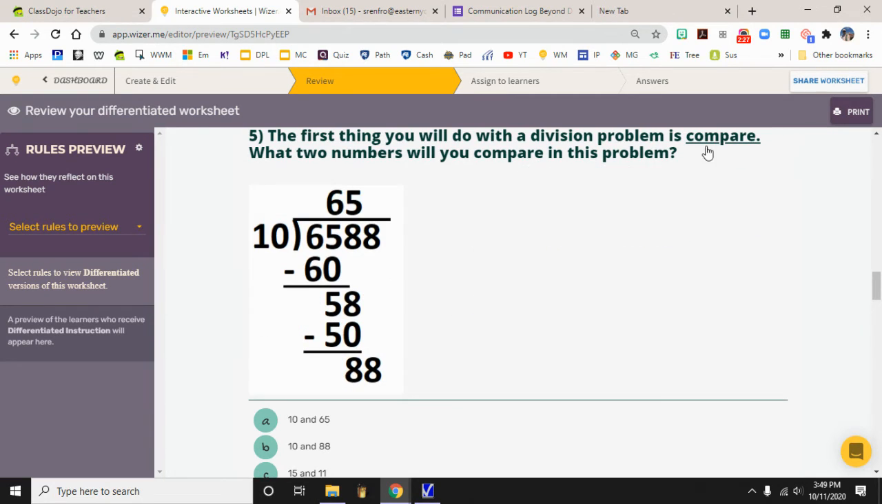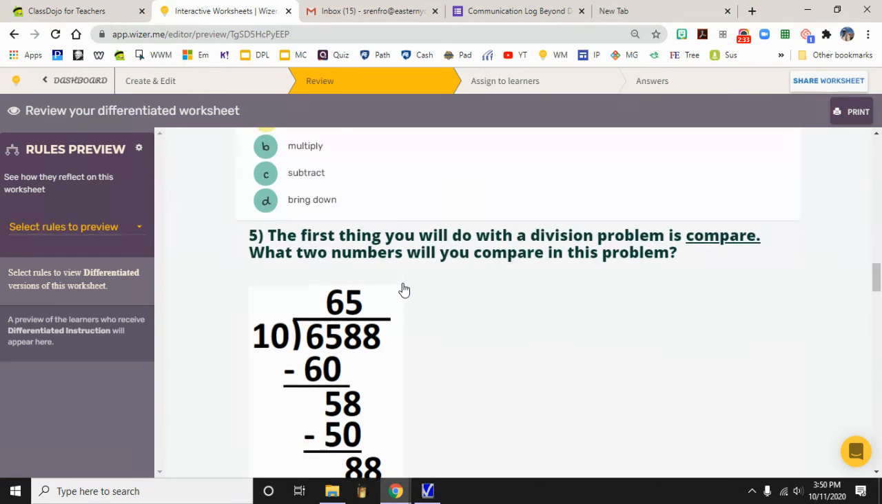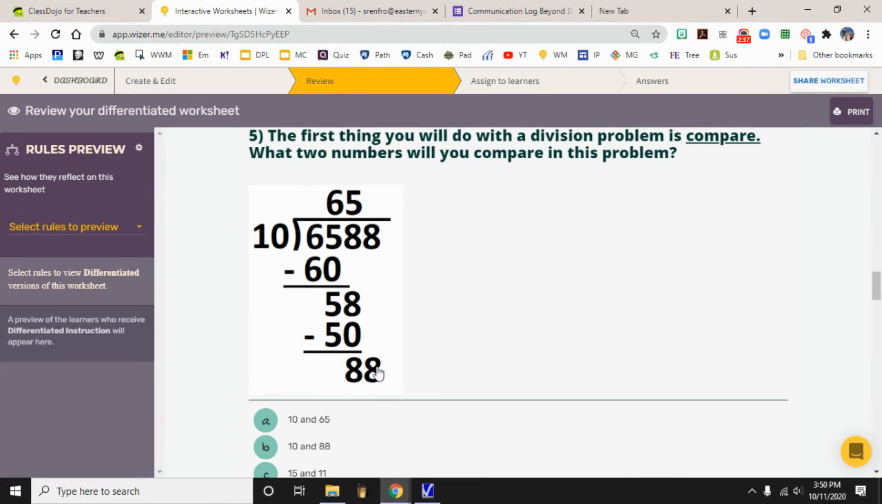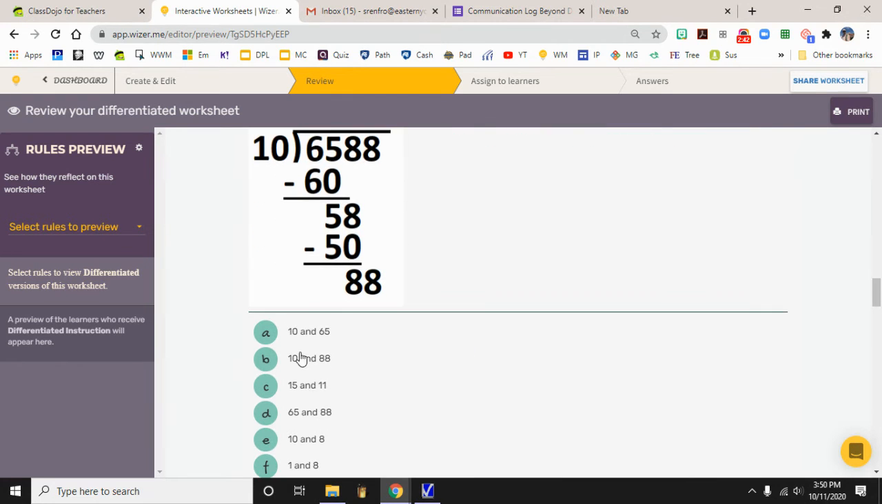First thing you do in a division problem is compare. What two numbers will you compare in this problem? Well, it's kind of like this question here. I just worded it different. You're going to compare the 10 now to the 8. You brought down the 8, so now you're going to compare the 10 and the 88. The 10 and the 88.